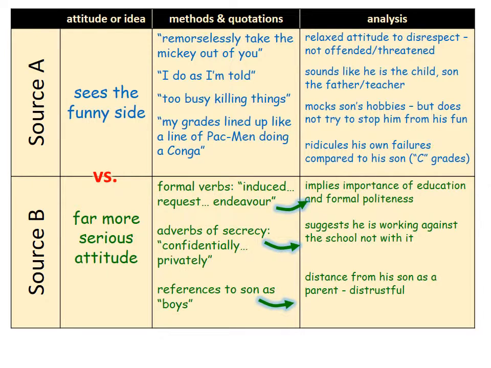It implies the importance of education, of being polite and formal. That seems to be the attitude of the Victorian father. Secrecy suggests that the boy's attitude is he's working against the school, not with it. And the father seems to be on side with this too. They're almost enemies of the school. And the reference to his son as one of the boys suggests a little bit of distance. He's a bit distrustful of his son, Henry.